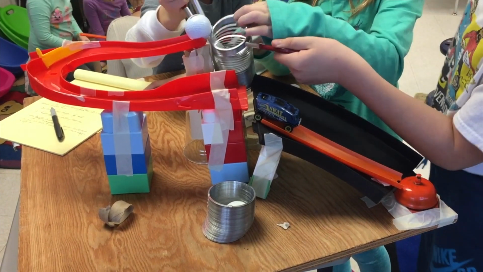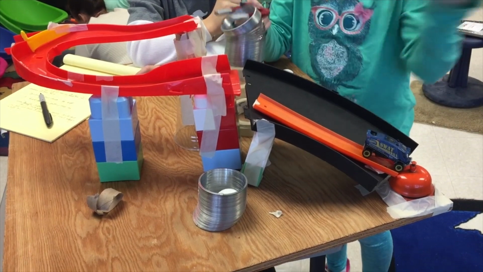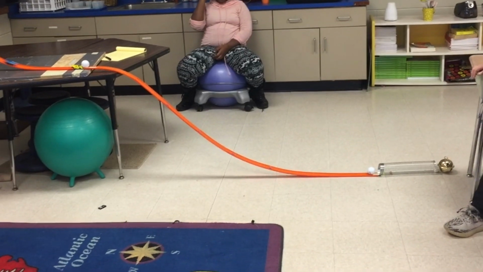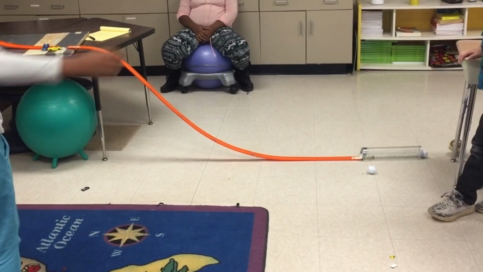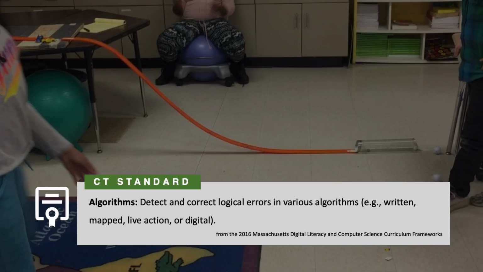The engineering process of testing setups, having them fail, refining the setup to fix the problem, and testing again is very similar to writing and debugging programs. By using trial and error to redesign and rebuild their Rube Goldberg machines, students are detecting and correcting logical errors in their algorithms throughout the engineering design process.